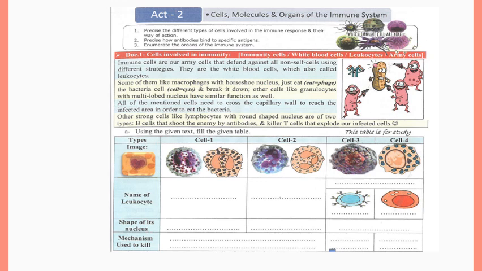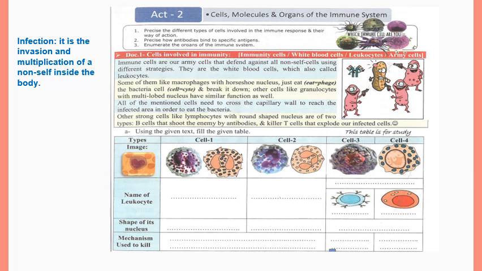Activity 2, cells, molecules, and organs of the immune system. The first thing you have to know is the meaning of infection. Infection is the invasion and multiplication of a non-self inside the body. Let's read document 1 to learn more about the cells that fight the non-self. Immune cells are our army cells that defend against all non-self cells using different strategies. They are the white blood cells, which are also called leukocytes.